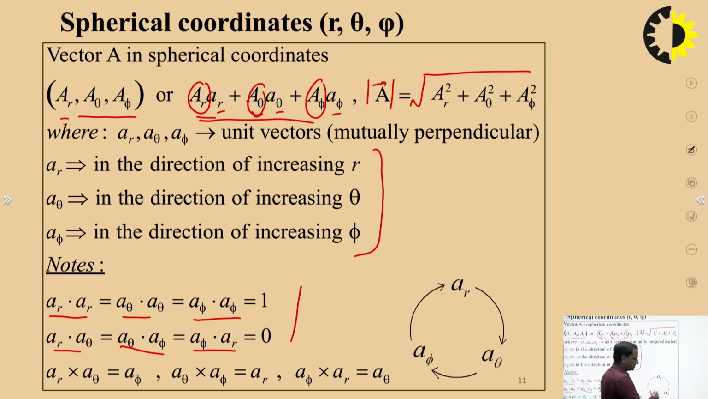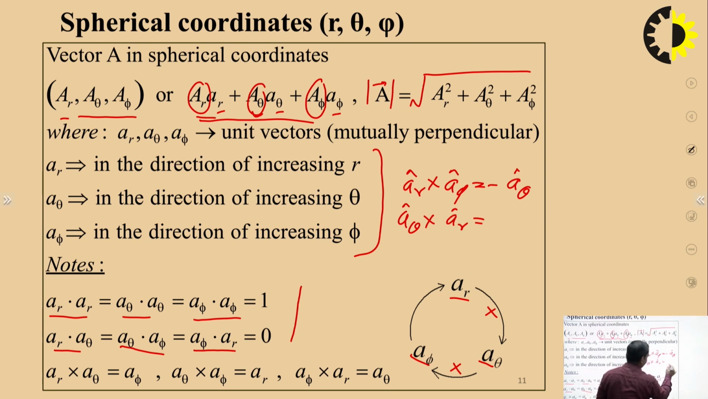If we want the cross product a_r cross a_theta, then we get a_phi. If we have a_theta cross a_phi, then the resultant will be a_r. Okay. And a_phi cross a_r gives a_theta. If we have the reverse, a_phi cross a_theta, then we get the value minus of a_r, and if we have a_theta cross a_r, then this value will be minus of a_phi.